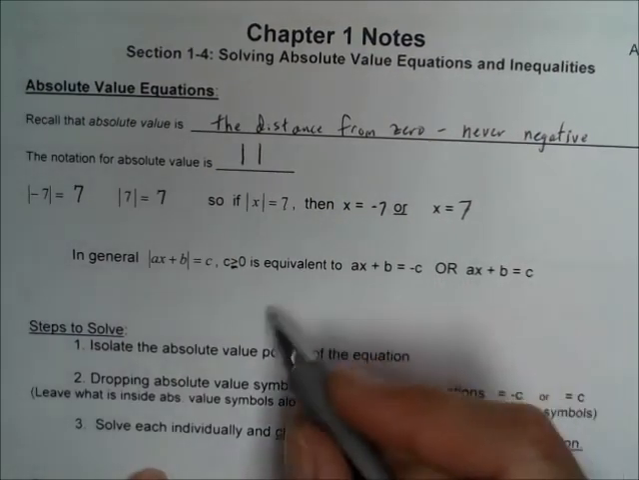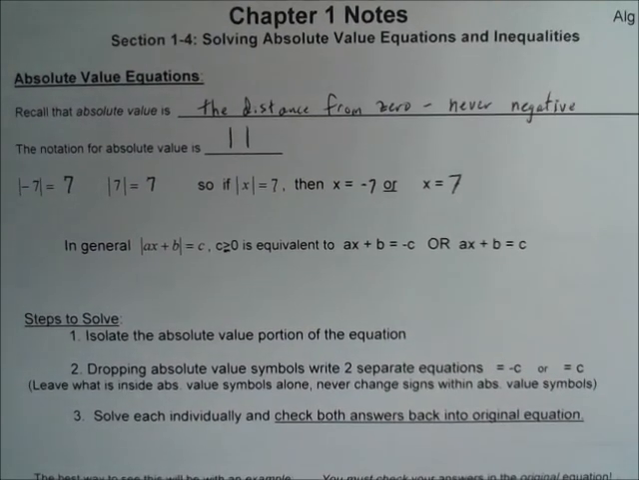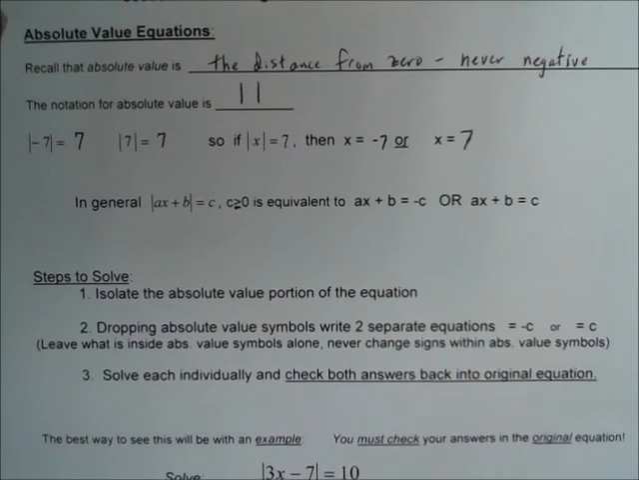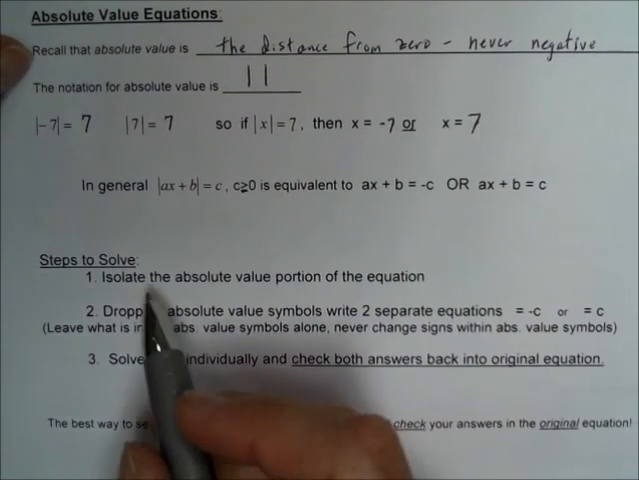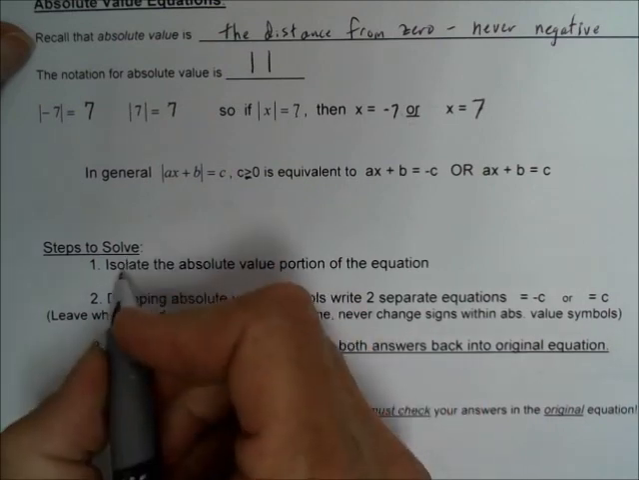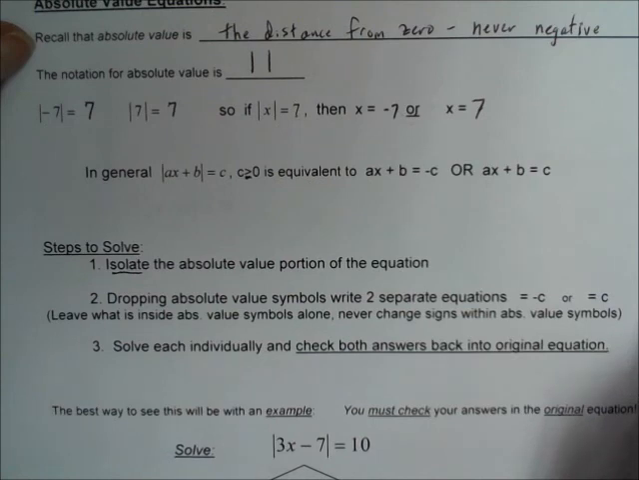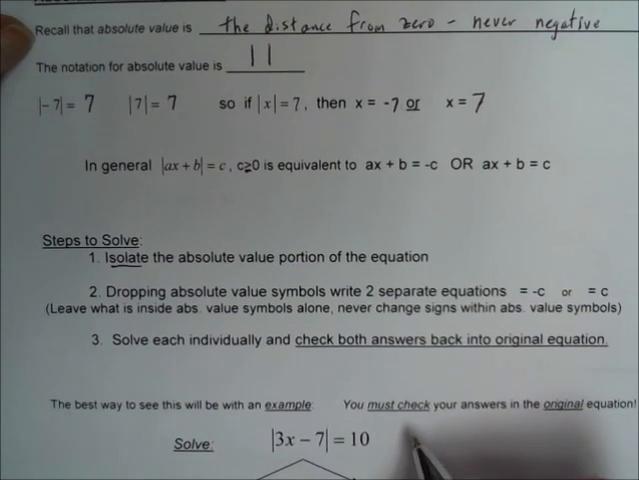So we're going to have some absolute value equations to solve, and you should have solved these back in Algebra 1, if you remember that long ago. But there's really just basically three steps to solving them. First of all, you're going to isolate. Isolate means get it by itself. Isolate the absolute value portion of the equation, and I'll go through these with some examples.